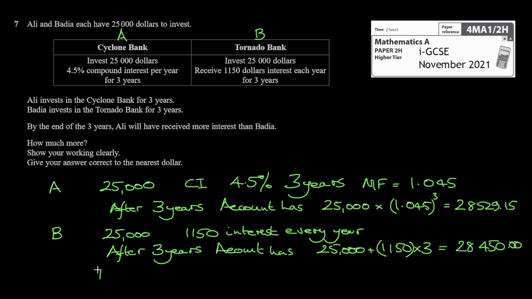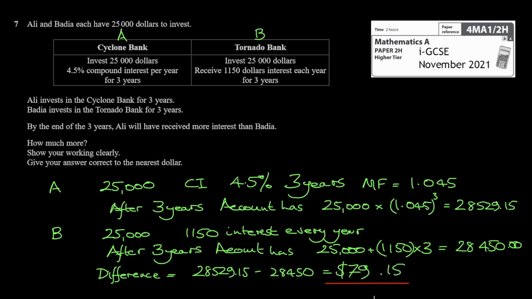So I can say that the difference, which is equal to $79.15. And that's your answer. Oh yes, they wanted this to the nearest dollar, so this is all $79. And there you have it.